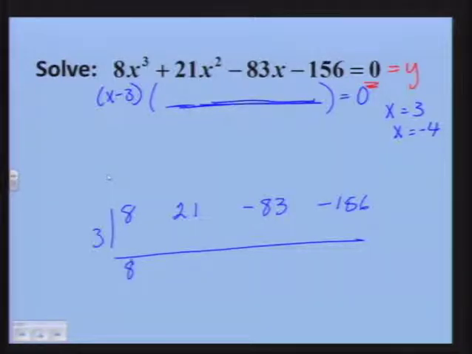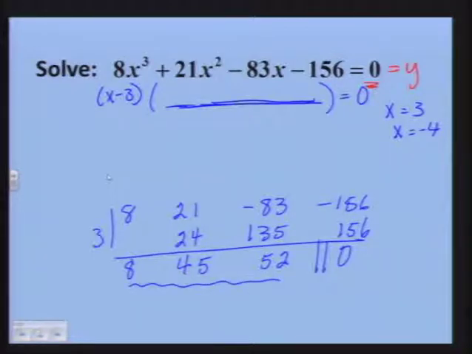So bring down the 8. 3 times 8 is 24. Add, and we have 45. 3 times 45 is 135. And then add. 135 minus 83 is 52. 3 times 52 is 156. Sure enough, we got the remainder 0. So now we can tell that our coefficients are correct. So we have an 8x squared plus 45x plus 52 here. I wonder if I can factor this by hand, or do I need to use synthetic division again?